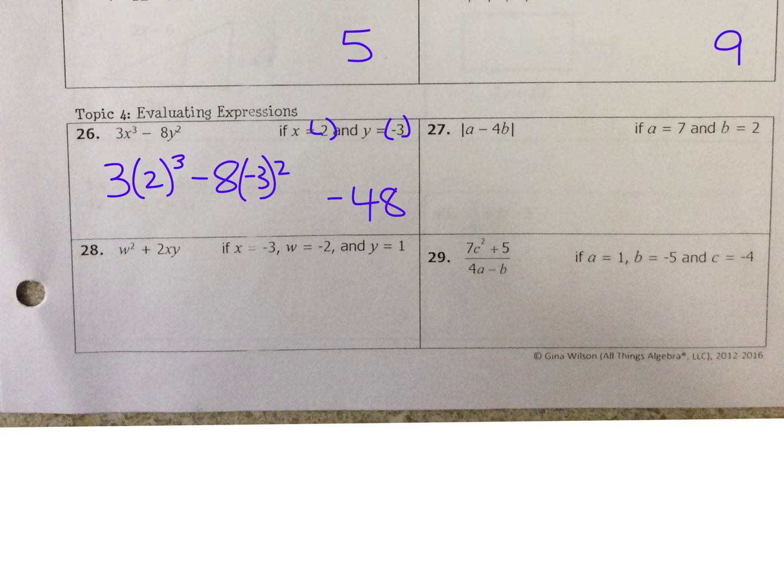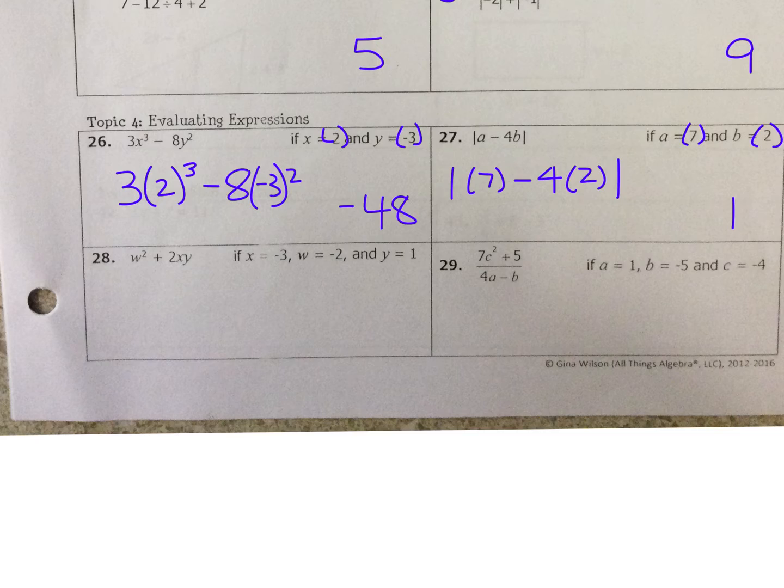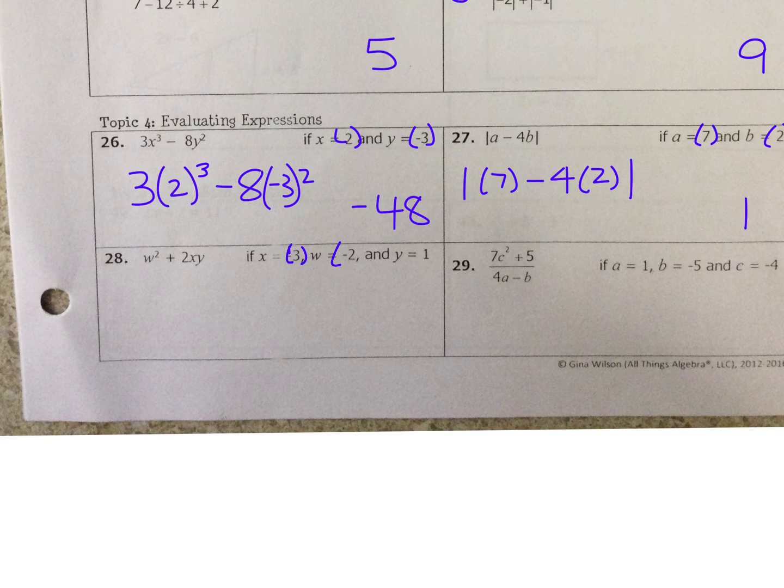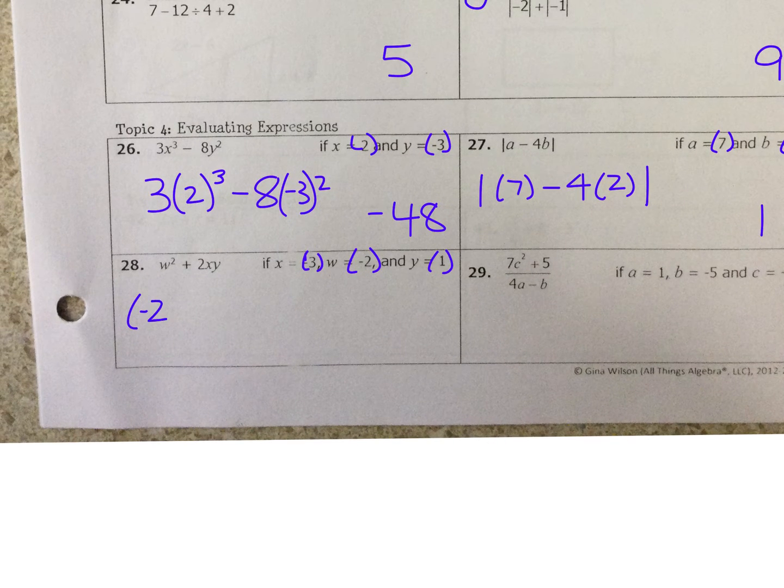For 27, it's the same thing. We're just plugging stuff in. Absolute value, instead of a, I'm going to put a parenthesis 7 minus 4, parenthesis 2, absolute value. When you do that one, you should end up with the number 1. For number 28, put parentheses around these guys so I remember. Instead of w, I'm going to say negative 2 squared plus 2. X is negative 3, y is 1. You type that in your calculator, you'll get a negative 2.